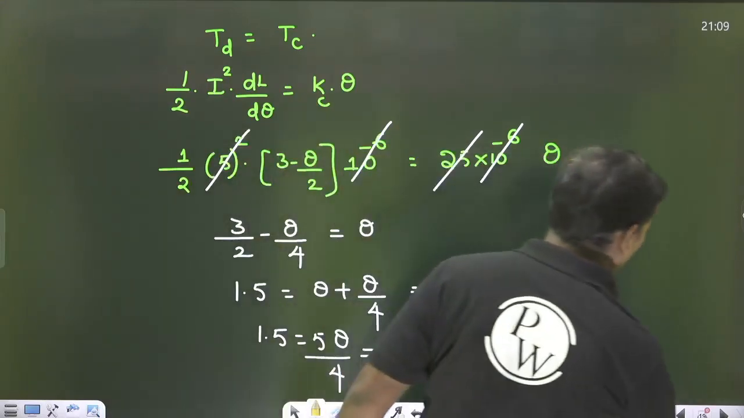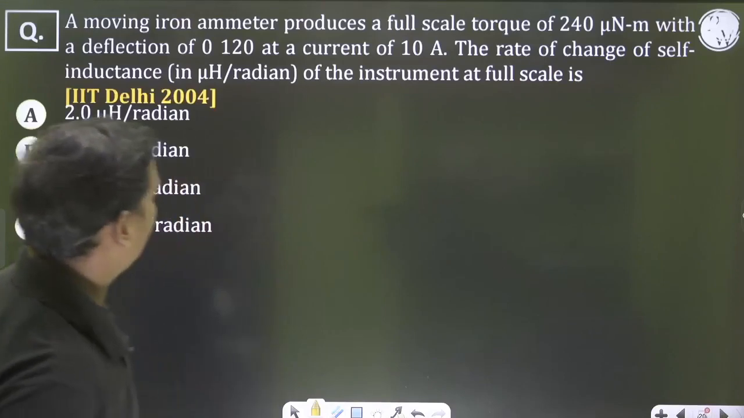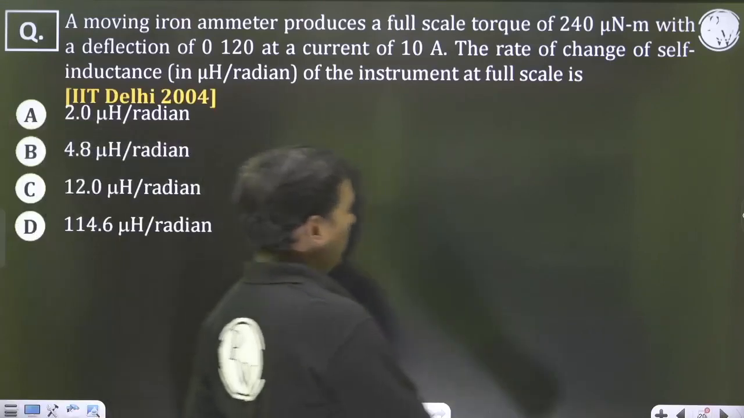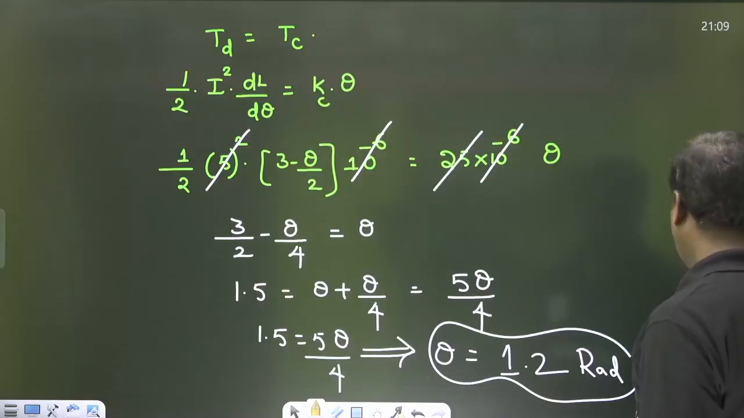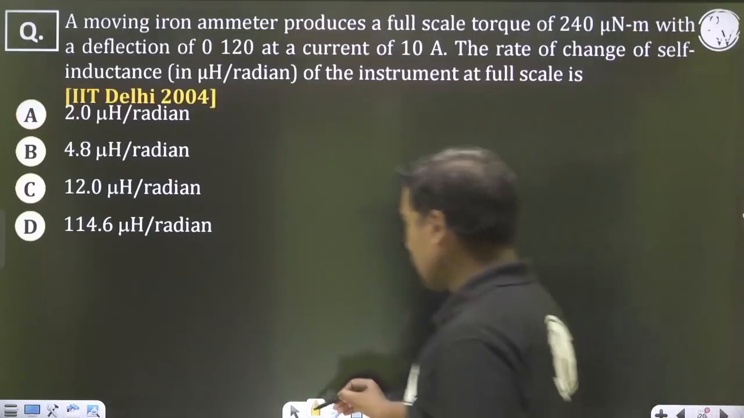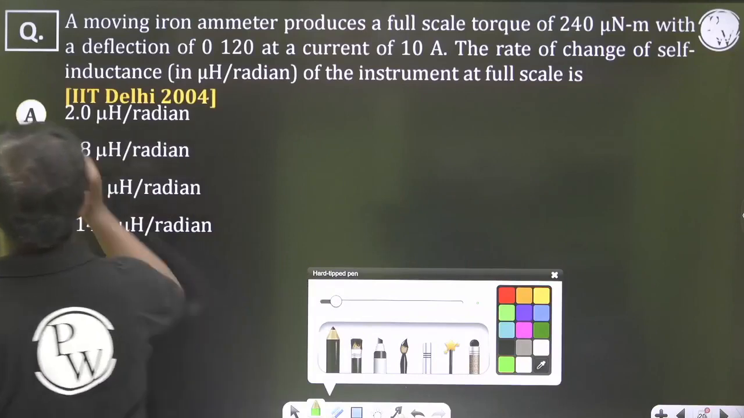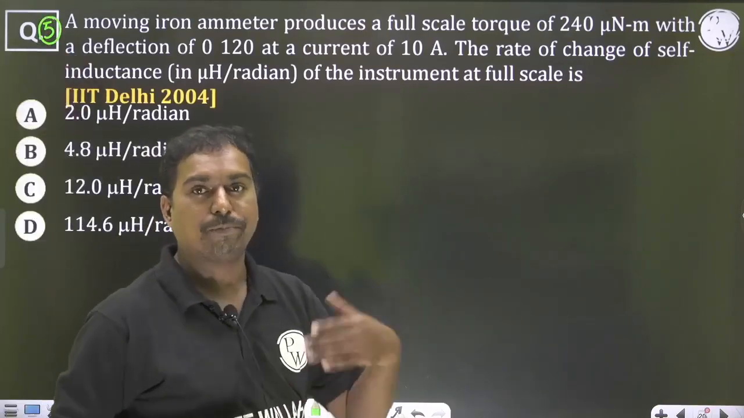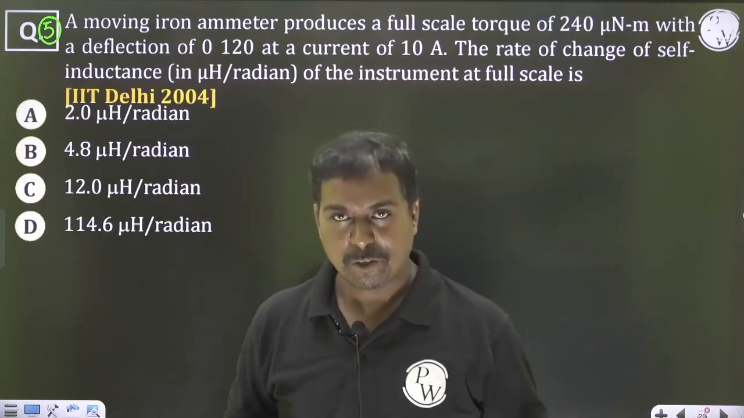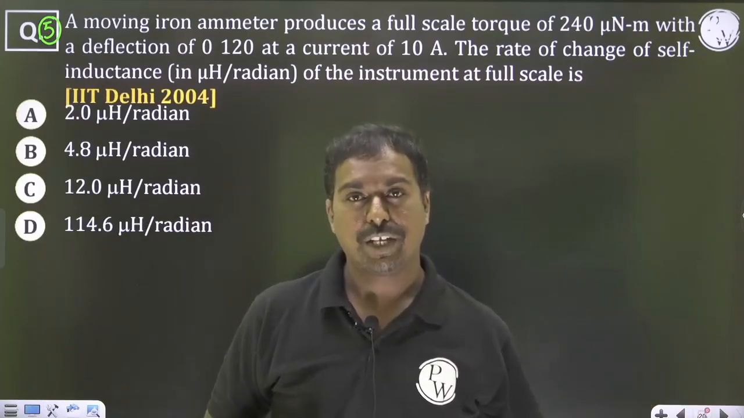Now let us move on to one more question. See the sequence I am following: as per my content sequence, because questions may be in a different order, but I will follow the sequence of teaching. That is why I have not written the question number. I have derived the torque expression, and after that I have gone to the extension of the range of the meters.